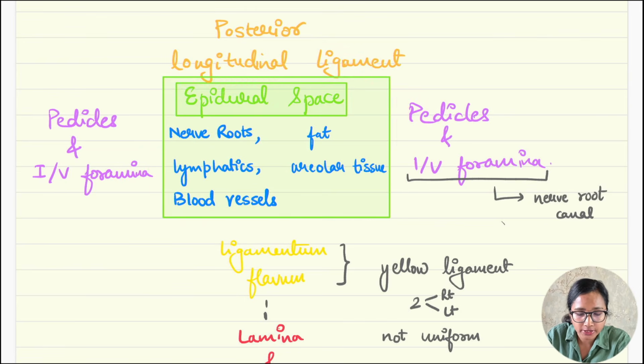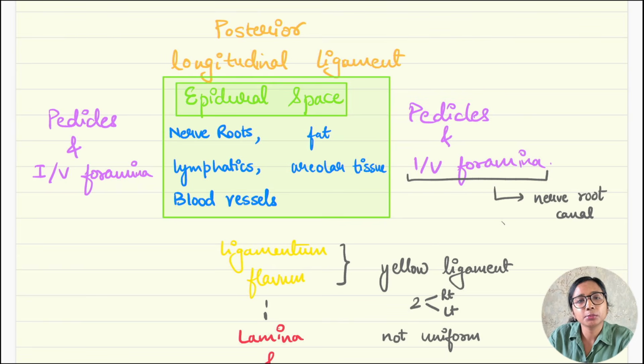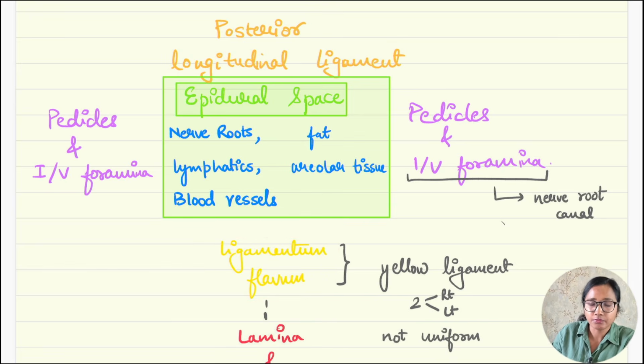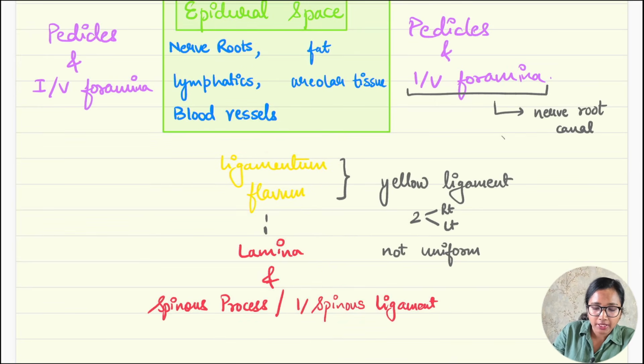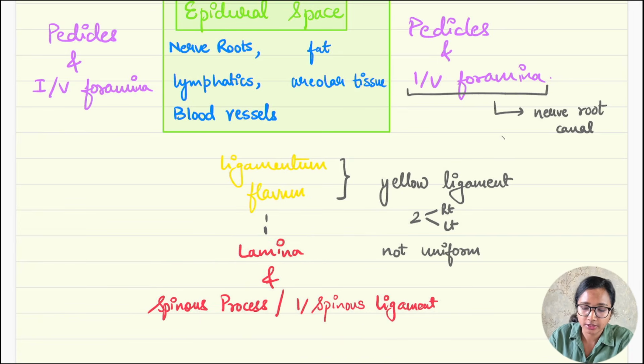Talking about the boundaries, anteriorly lies posterior longitudinal ligament. Laterally lies pedicles and intervertebral foramina. Intervertebral foramina is nerve root canal. It is a passage for nerve root to go to the peripheries. Then posteriorly lies ligamentum flavum and lamina and spinous process and interspinous ligament.